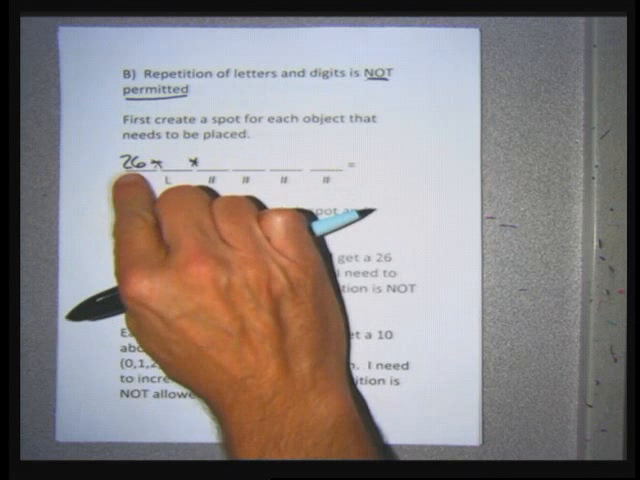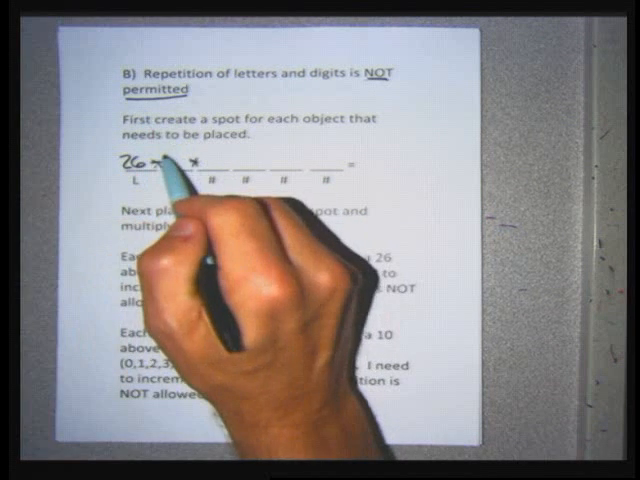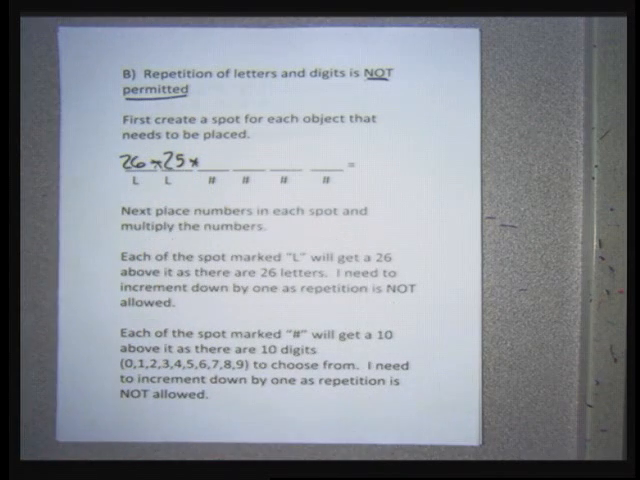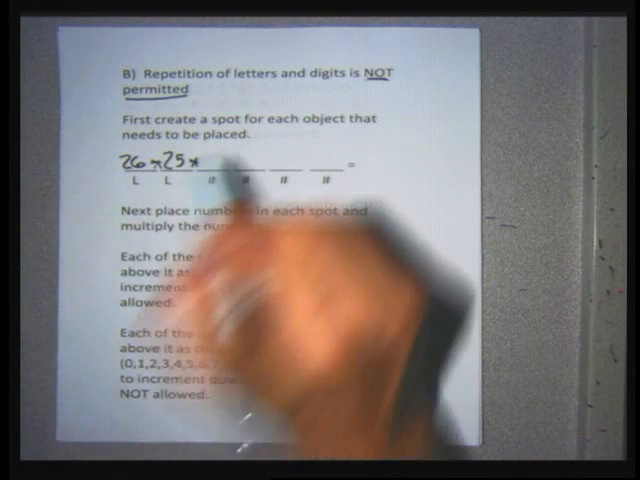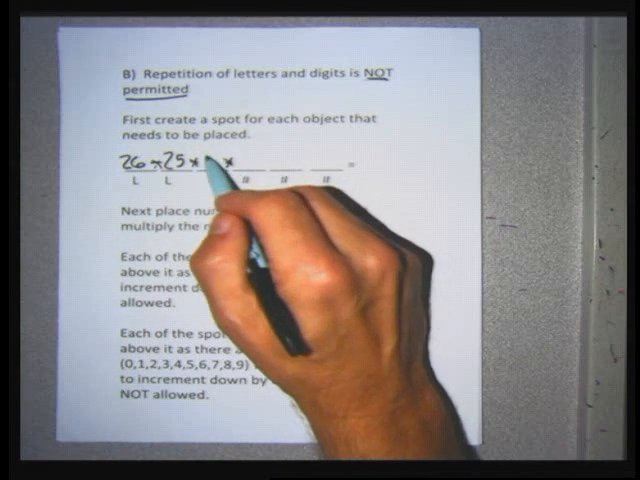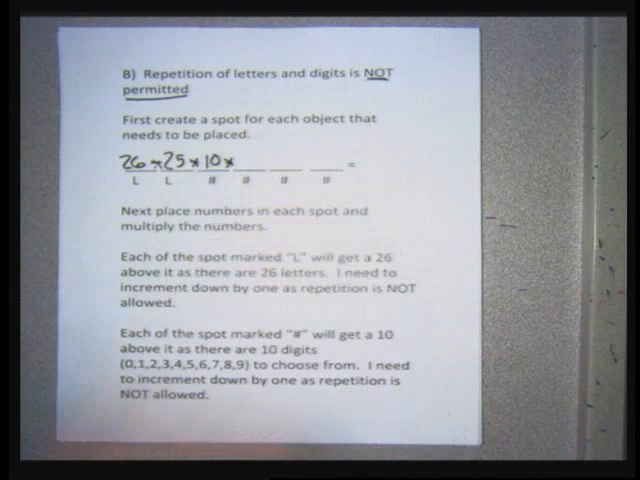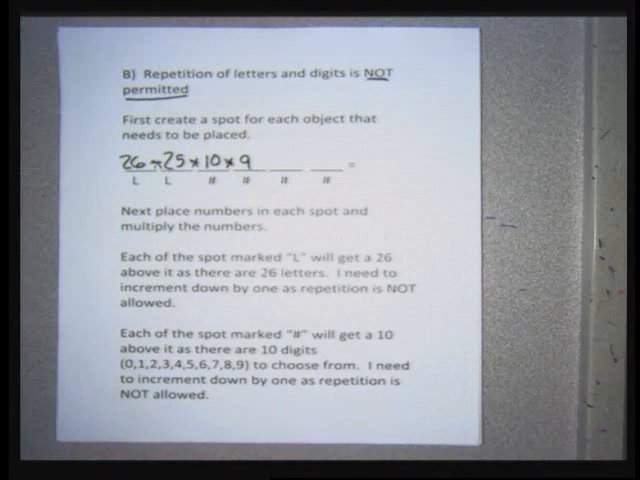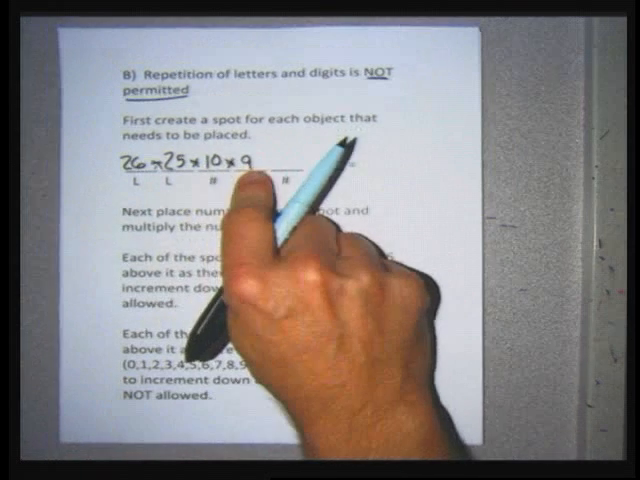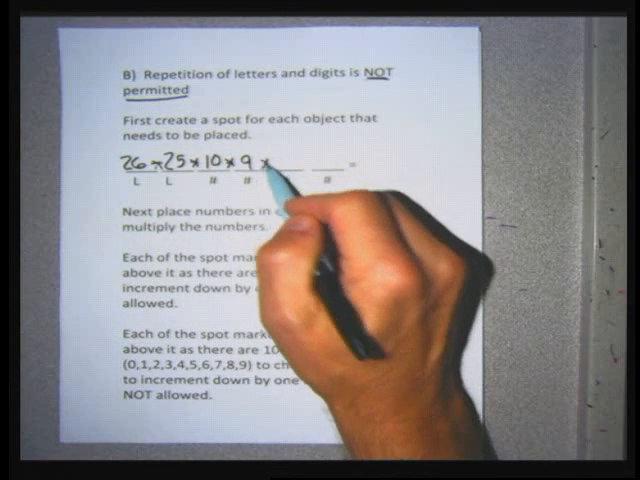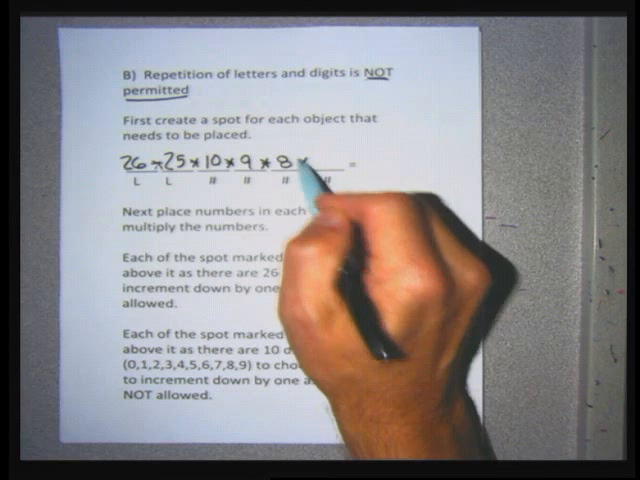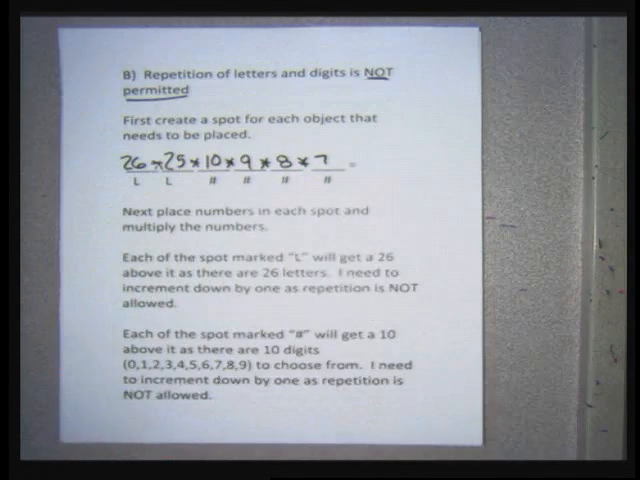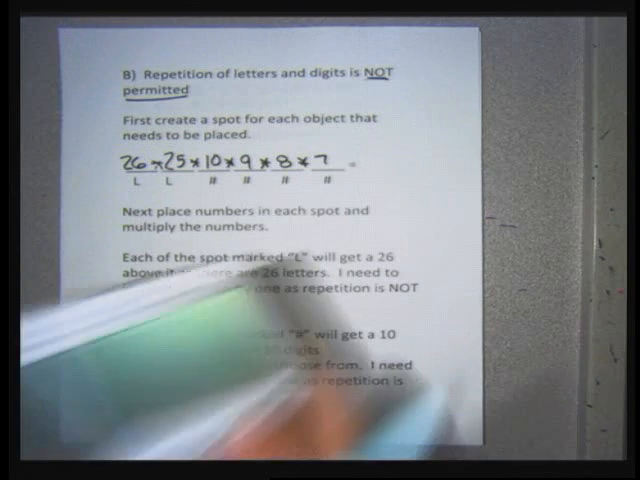So for the first letter, there's 26 letters to choose from, but for the second letter, I'm assuming I'm not going to use the letter that I picked first, so there's only 25 letters left. And I'll do the same for the number. For the first number, there's 10 digits to choose from. Once I pick a number, I can't choose it again, so there'll be 9 for the second. Once I've picked 2 numbers, I can't use those again. There's going to be 8 for the third and then 7 for the last number. So when repetition is allowed, you're not incrementing down each time. When repetition's not allowed, then you're going to increment down.